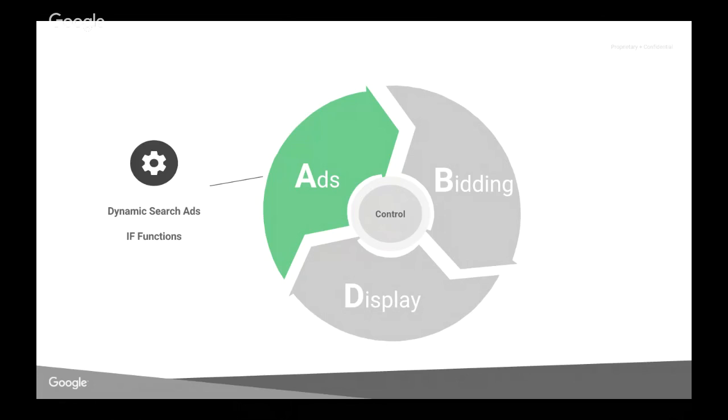I'll be taking the first section of automation, the thing you have to get right in terms of ads. So that includes dynamic search ads and if functions. A couple of nice features that can alleviate some workflow from your day. So without further ado, we will dive in to dynamic search ads.